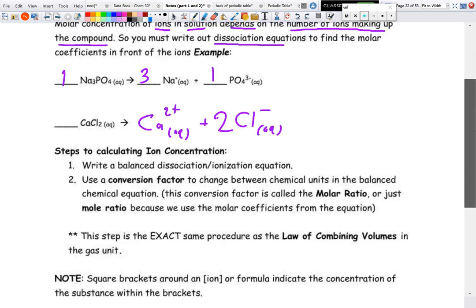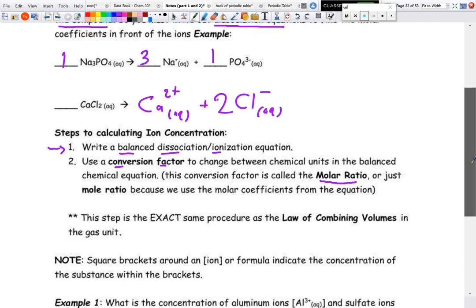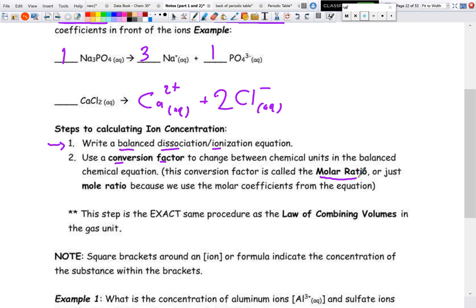So when we are trying to figure out the concentration of particular ions, the reason why we went over this a little bit right here is our first step is we need to write out the balanced dissociation or ionization equation. So once we get this, we're going to use a conversion factor to change between chemical units in a balanced chemical equation. So this is called the molar ratio, or it's just a conversion factor. For now, we're going to call it the mole ratio.